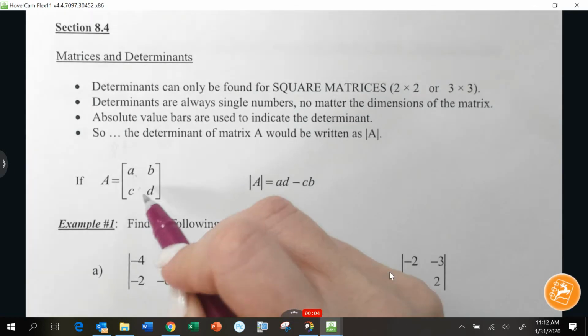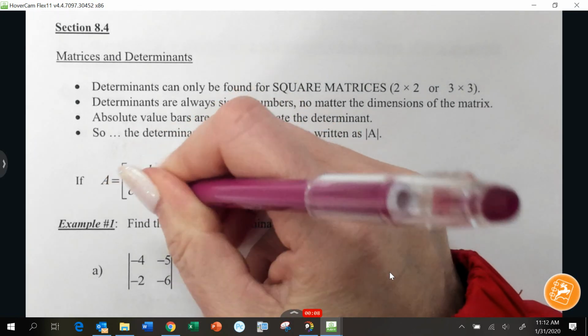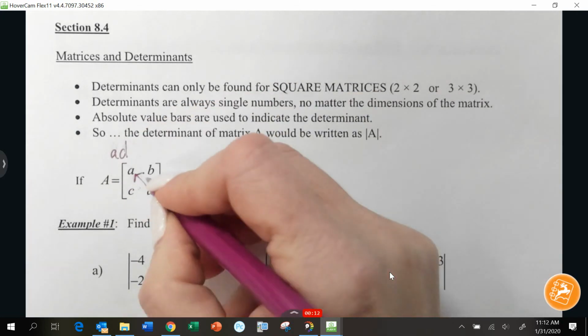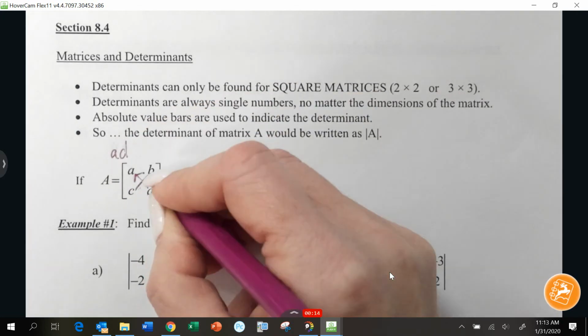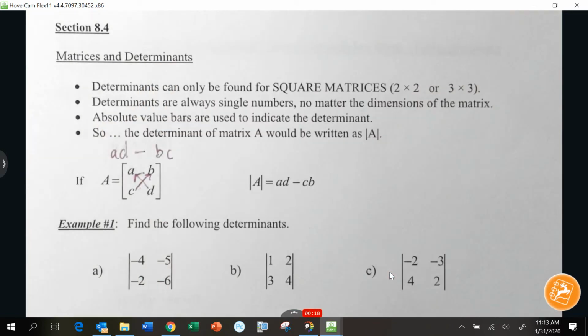Okay, to find the determinant of matrix A, we cross multiply up A times D. We cross multiply up the other diagonal, B times C, and then you subtract them. It has to be in that order. If you have it in the reverse order, you're going to get the sign wrong.